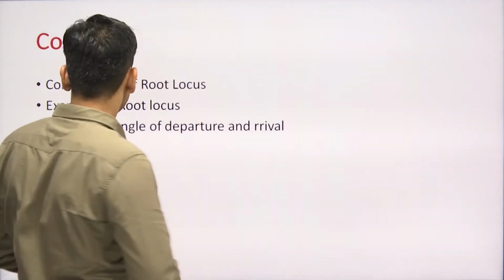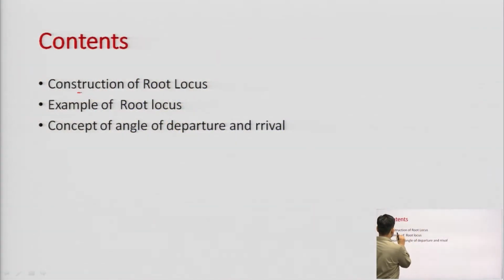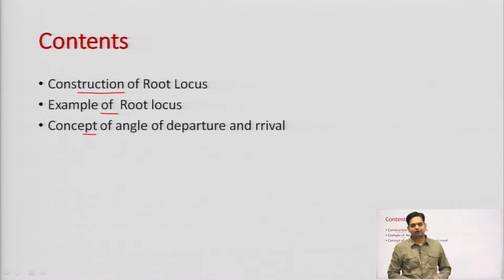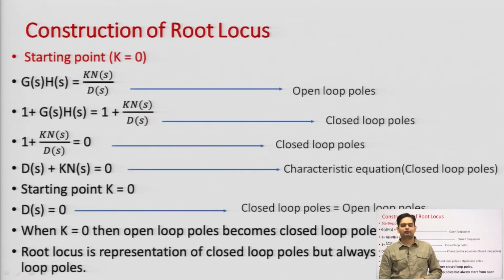Back to the session, right. In the current session again we will discuss the root locus. In the previous session we discussed the introduction to the root locus, and then we were observing the construction rules of the root locus. Today we would like to see the other construction rules of root locus, then one example of root locus, and the concept of angle of departure or arrival once we have completed the example of root locus.